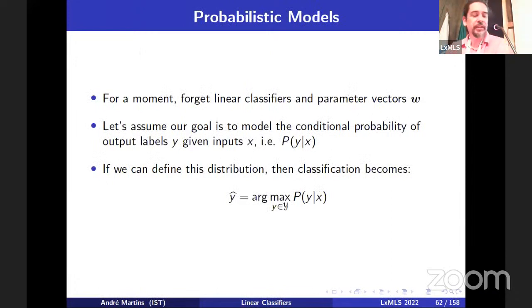Now let's go back to probabilistic models. If you remember the initial example that I was showing with the sequences, the description was not talking about linear classifiers or anything like that. We are just talking about probabilities and how to estimate probabilities. Let's assume that our goal is to model the conditional probability of output labels y given inputs x, so we want to model p of y given x. If we are able to estimate this distribution, then we can predict our labels by picking the y that maximizes this probability for a given x.